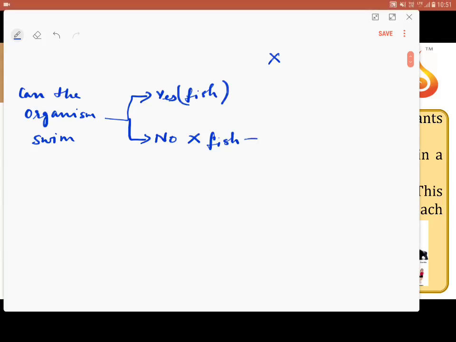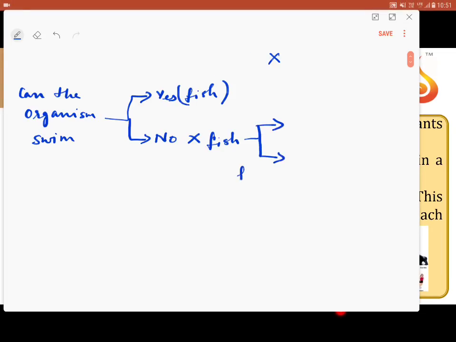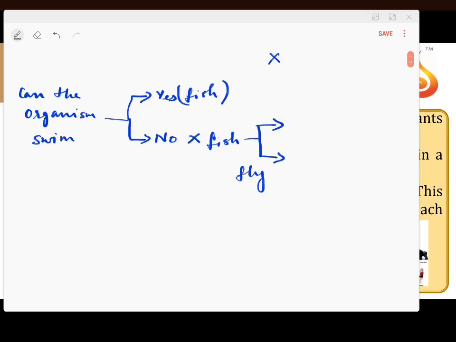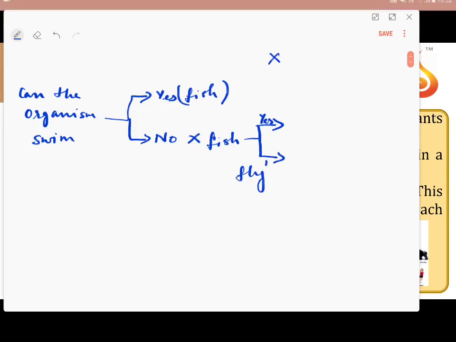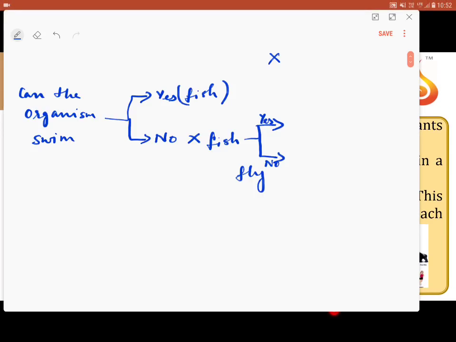Assuming the answer is no, you ask me the next question. Can it fly? Again, the answer could be either yes or no. If the answer is yes, it could be a bird. If the answer is no, it is not a bird.